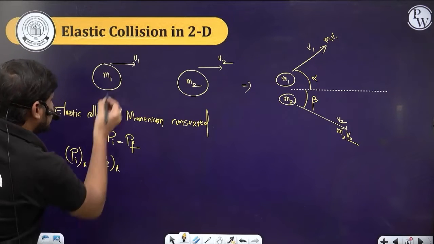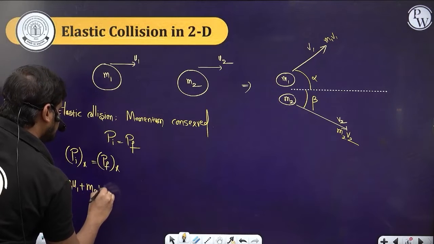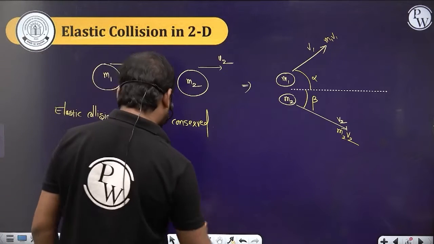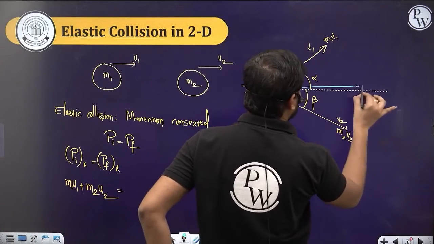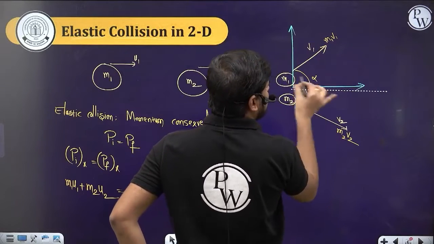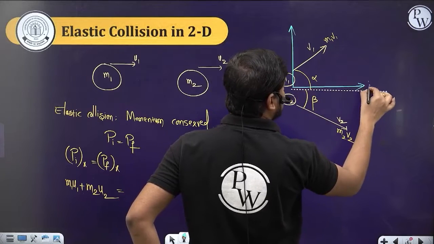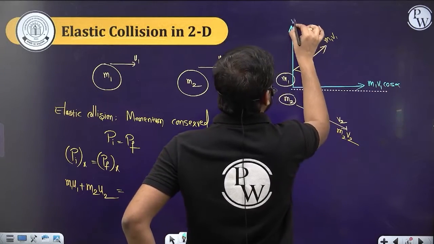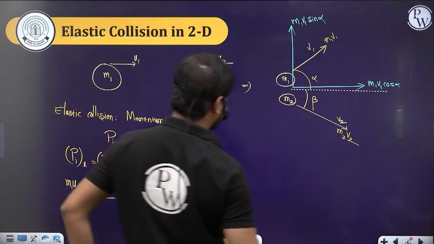So what is the initial momentum in the x direction? m1 u1 plus m2 u2, both in the x direction, is equal to the final momentum. So can we write the components of this momentum? Here m1 v1 has two components, one this side and one this side. This angle is alpha, so we get m1 v1 cos alpha this side, and then m1 v1 sin alpha. This part is clear? Yes.